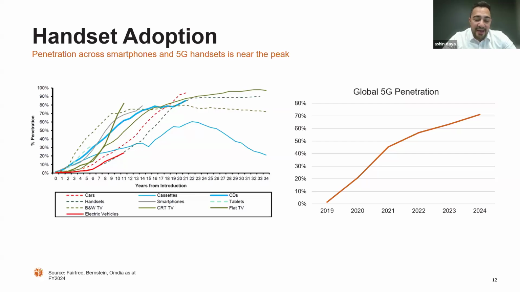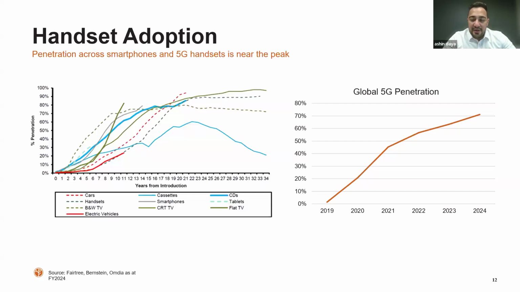And you might wonder why penetration is at 90% and not 100%. The reason being that there are millions of people out there, particularly in emerging markets, who still use feature phones and not smartphones. So if you include feature phones as well as smartphones, penetration globally by population is probably very close to, if not at, 100% currently.